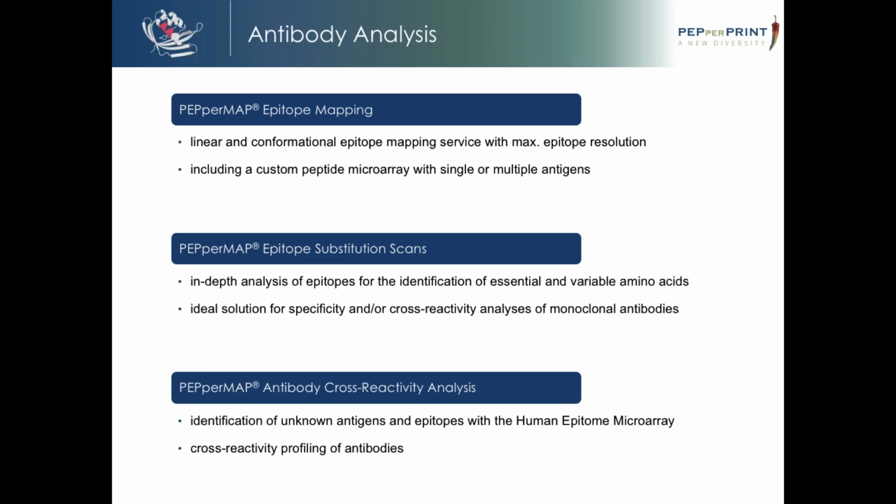This option corresponds to a 20-fold alanine scan, an essential tool to validate antibodies before use in R&D or clinical applications. Finally, we developed an alternative one-step solution for antibody cross-reactivity analysis based on the human epitope microarray with more than 29,000 different human epitopes as indicated in the Immune Epitope Database.